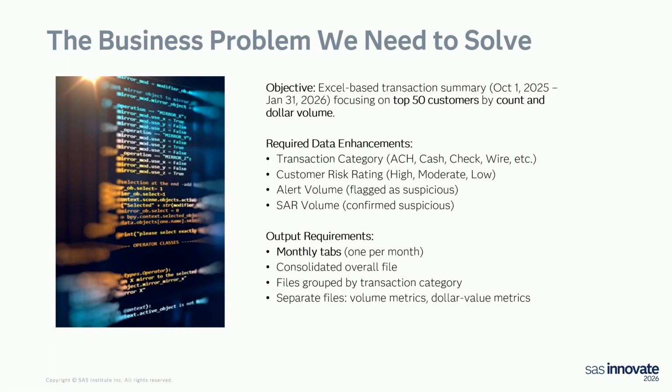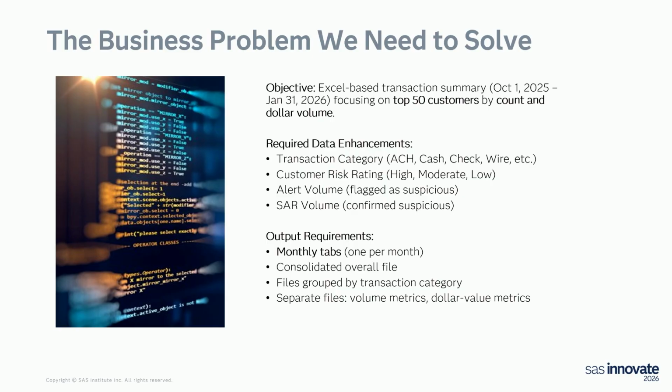All right, so in this problem, the OCC came to us and said, I want you to provide the top 50 customers and count and dollar value for the first fiscal quarter of the year. From that, I want you to break it down by each type of transaction category, which can be either ACH, cash, check, or wire. I also want to determine within that report the risk rating of the customer itself.